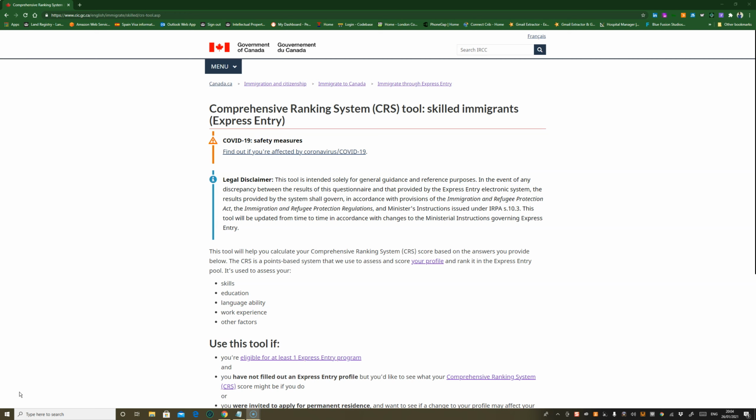So the comprehensive ranking score is a score that is given based on these categories. So you'll be able to know what score you have, so that when you complete your Express Entry profile, you know at least the score you have. This score also could attract you to get nominated by some province as well. And when you get nominated by some province, this increases your score further.